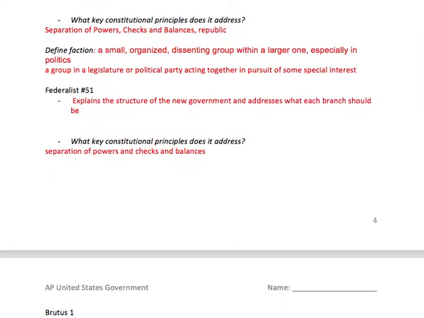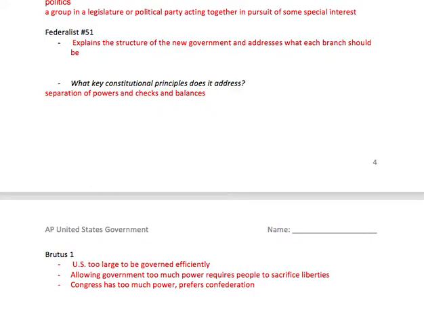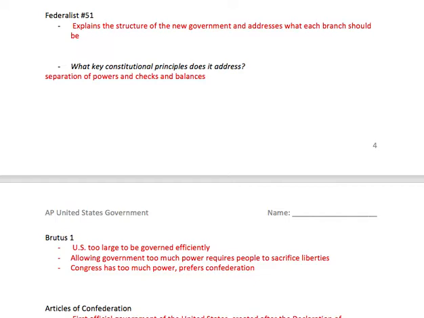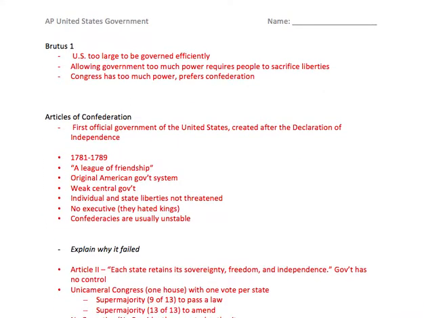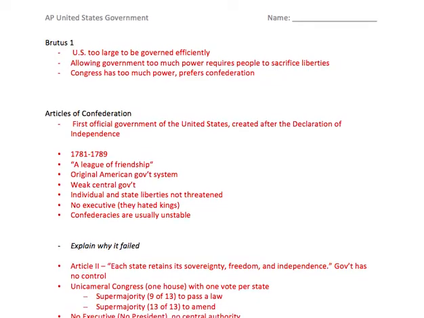Federalist 51 then does really explain the structure of the new government and what it should look like and what it should be, and goes more in depth into the separation of powers and checks and balances, and to reassure that this government won't become too powerful. On the other side of the argument, with the Anti-Federalists, Brutus 1 was also printed. Talks about how U.S. is too large to be governed efficiently, allows government too much power, requires people to sacrifice all those civil liberties, and they preferred a confederation because Congress, it felt like, it had too much power.